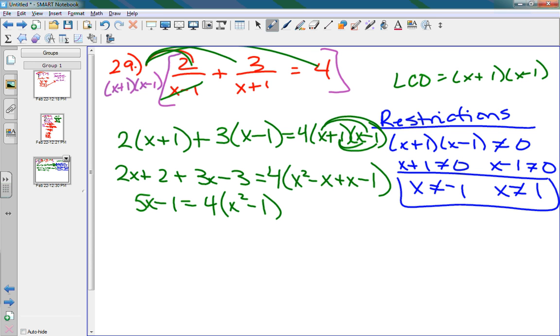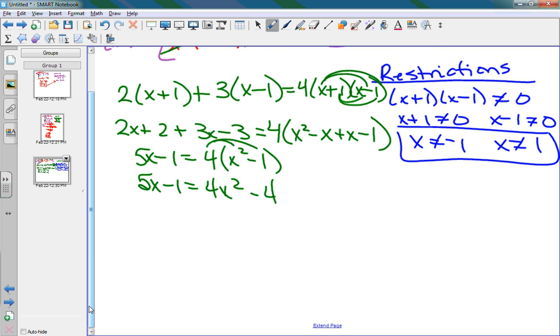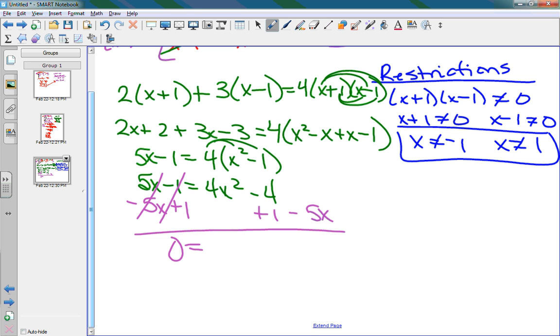I still have parentheses, so what do I do? Distribute. 5x minus 1 is equal to 4x squared minus 4. Now, I need to make this thing equal to 0. So how do I go about doing this? I'm going to subtract 5x and add 1. So the left-hand side is equal to 0, and the right-hand side is going to be 4x squared minus 5x minus 3.